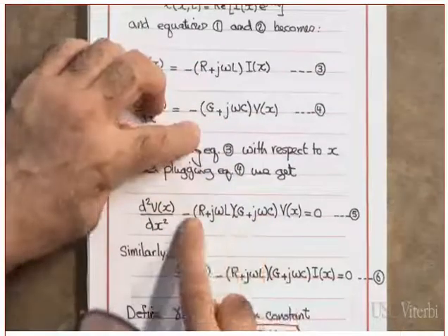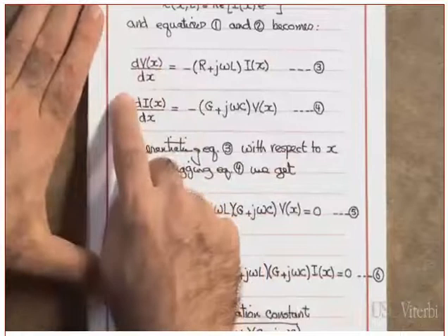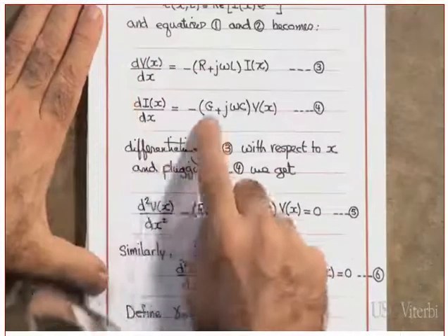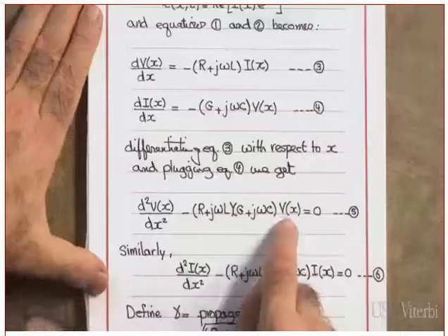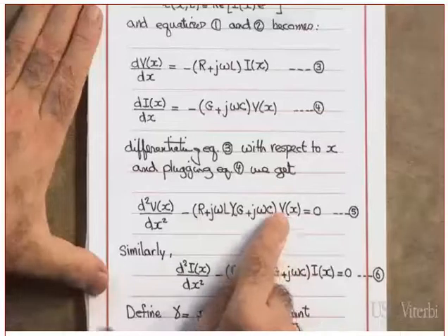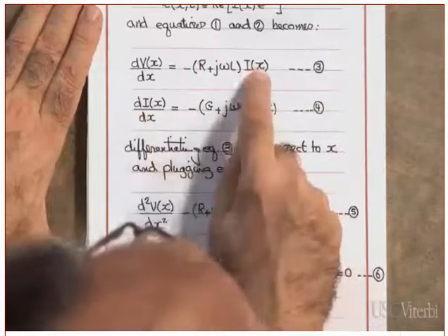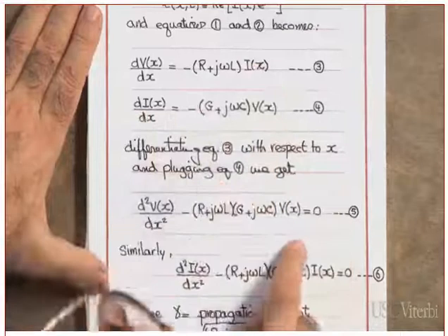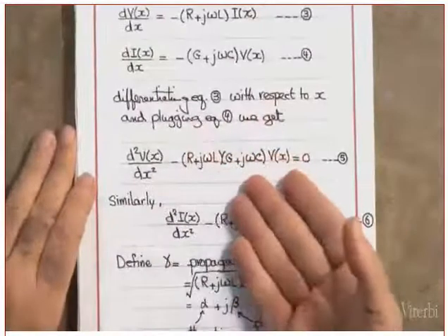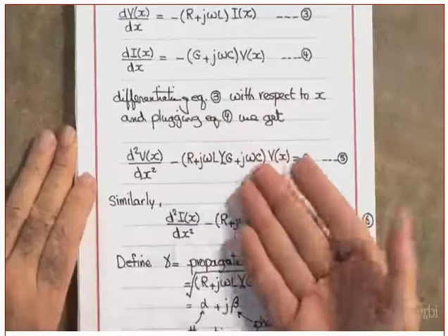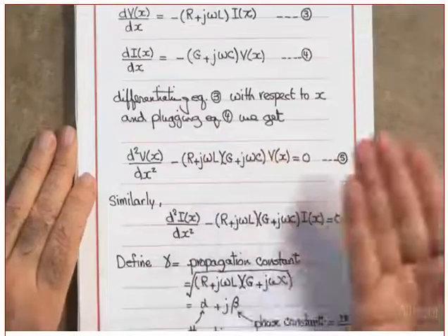Minus minus is plus. Why is it? Because I brought it to this side. Yes? So it's what? Minus (G plus j omega C) times V. Did you answer where this V came from? When I differentiate with respect to x, I substitute this. I ended up with this equation. What is this equation? Have we seen this equation before? This is a second order differential equation.